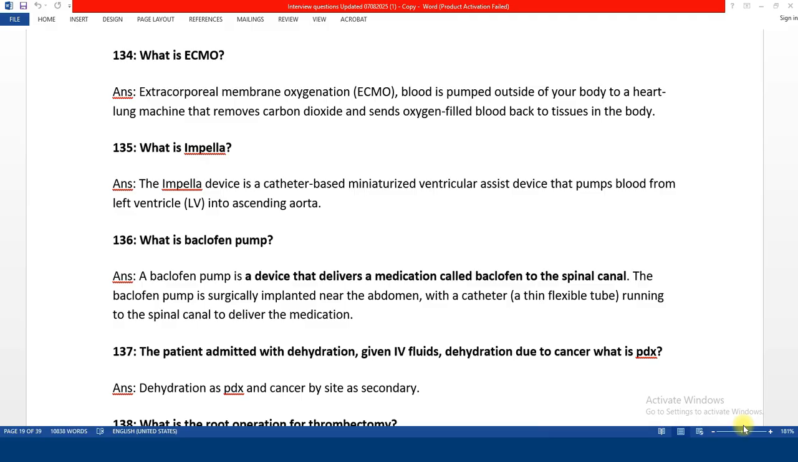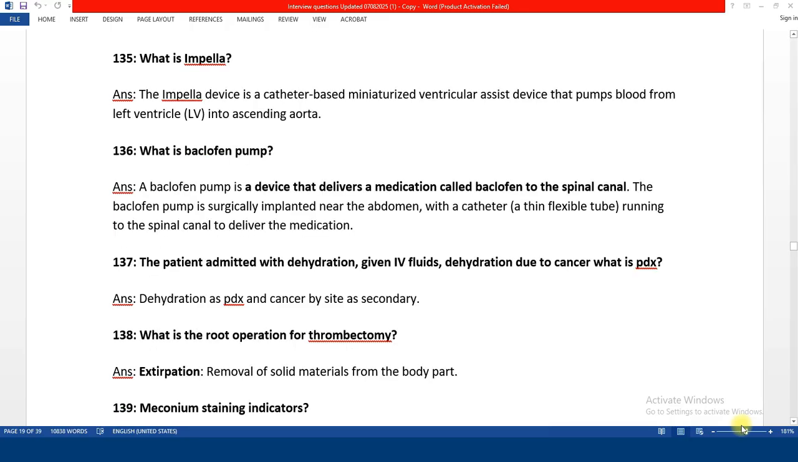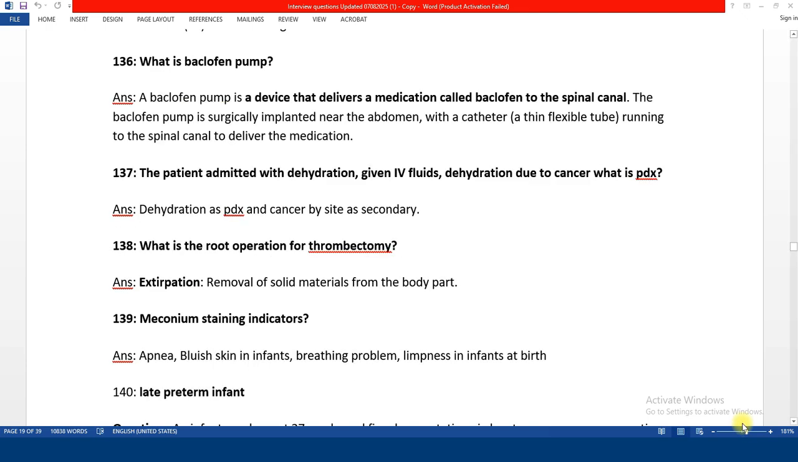Here the patient will pump human blood into the heart-lung machine, where the heart-lung machine will remove carbon dioxide and send oxygen to the blood and tissues. What is Impella? The Impella device is a catheter-based miniaturized ventricular assist device that pumps blood from the left ventricle into the ascending aorta.